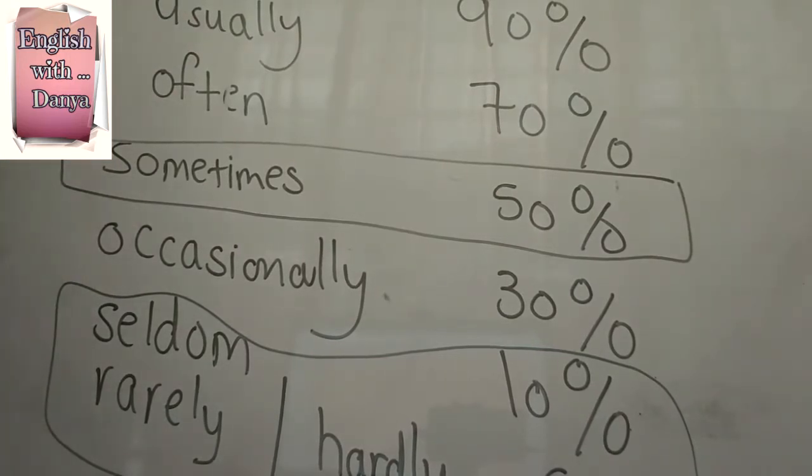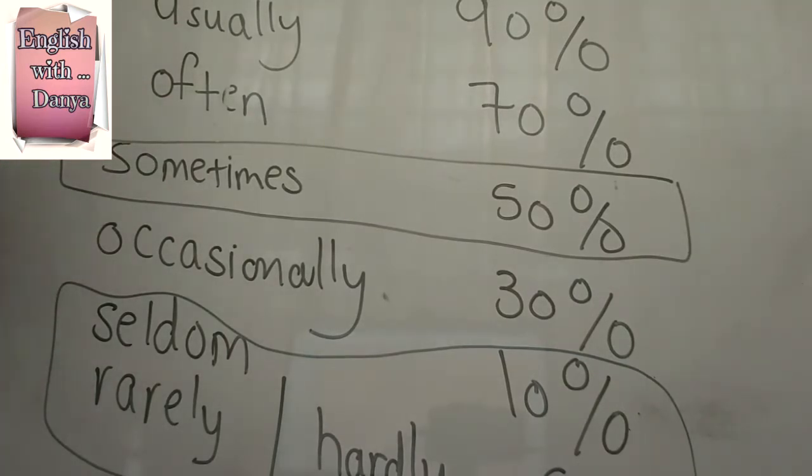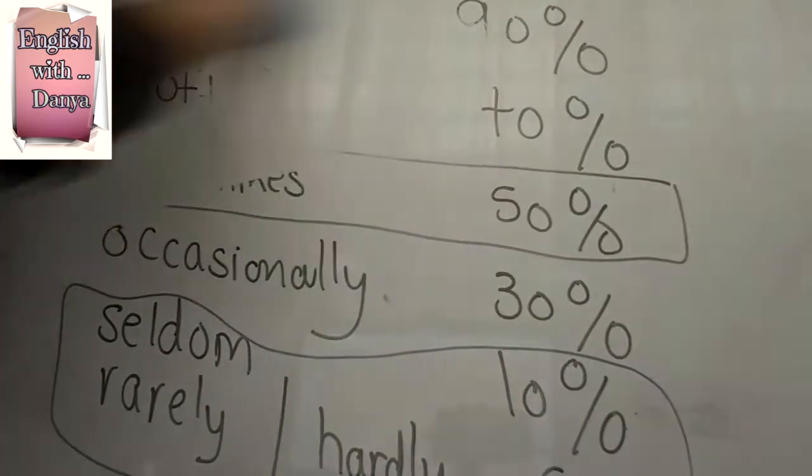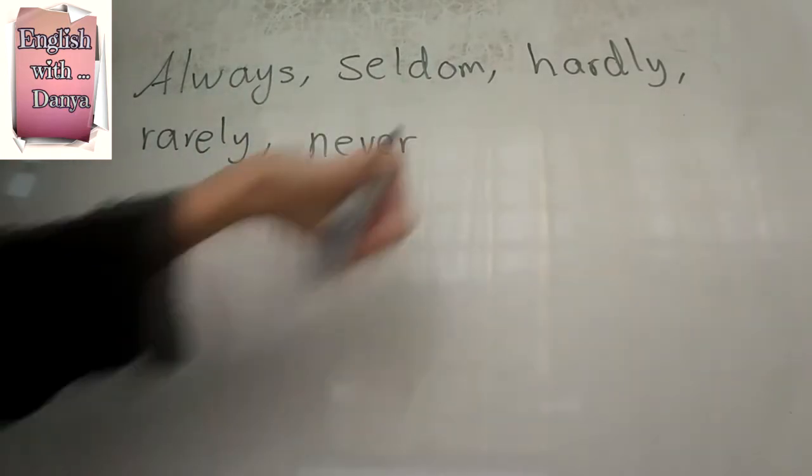Now what we need to do is look at the structure of the sentence, how we can use them in a sentence. If there is something that you need to remember, I think it is better to look at the sentences so that you can understand everything. So let's look at the structure. If you want to use always, seldom, hardly, rarely, never, and often.